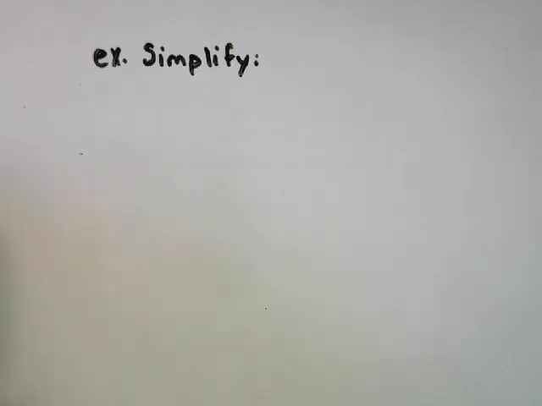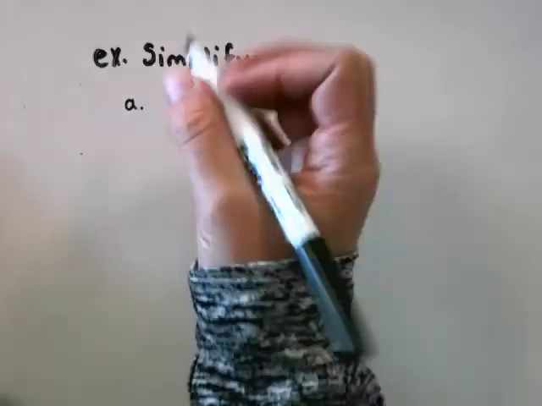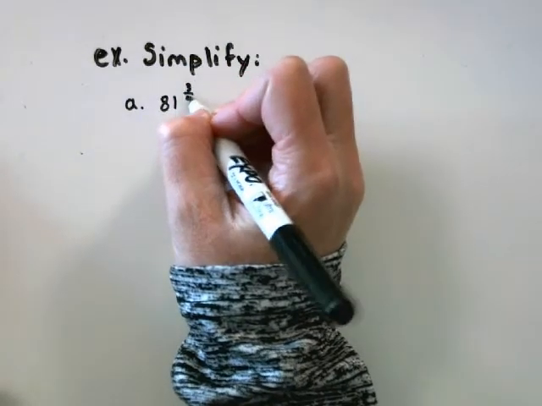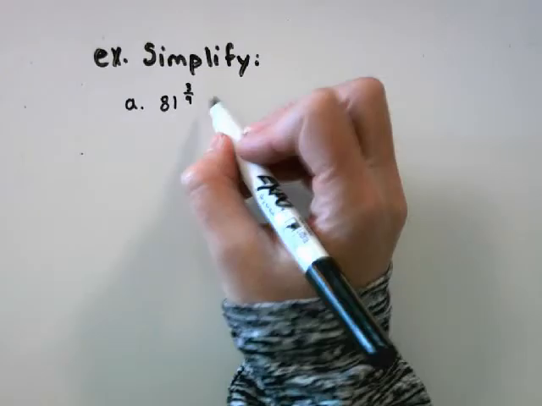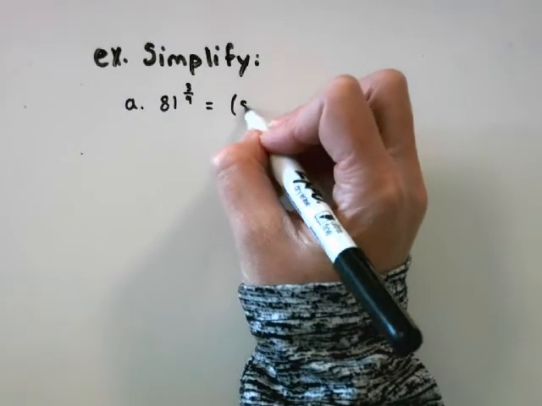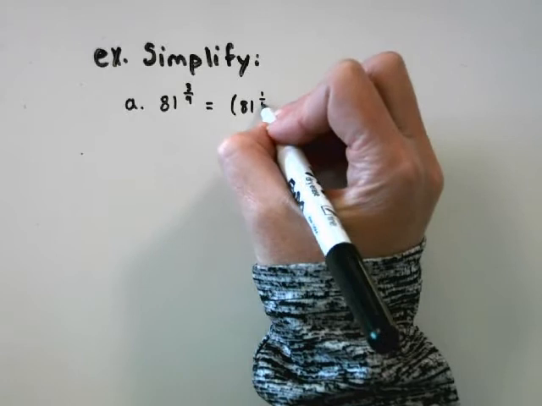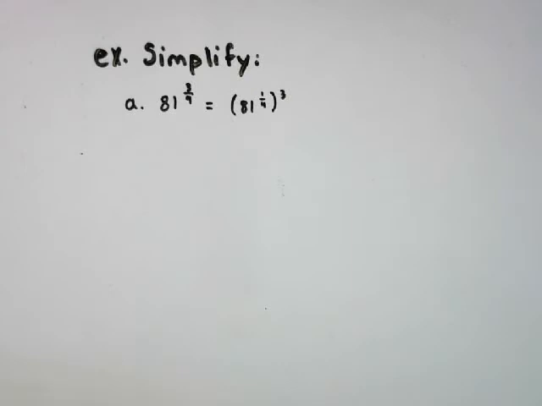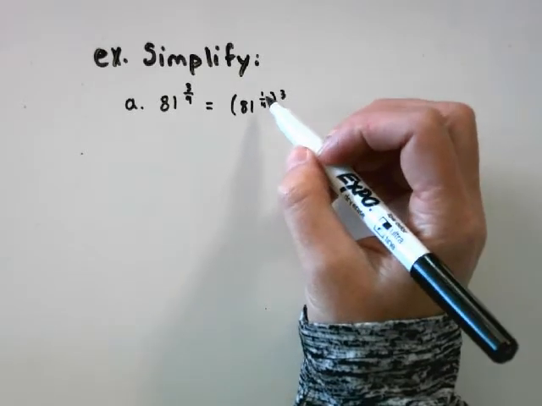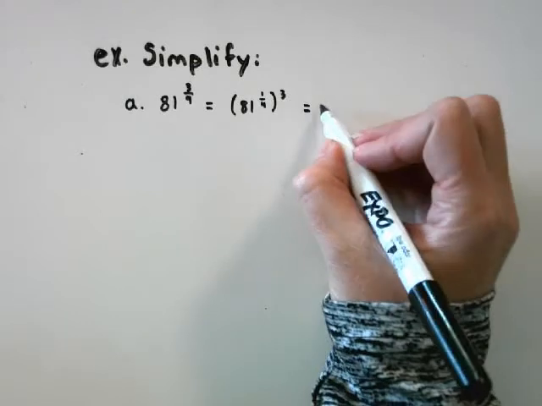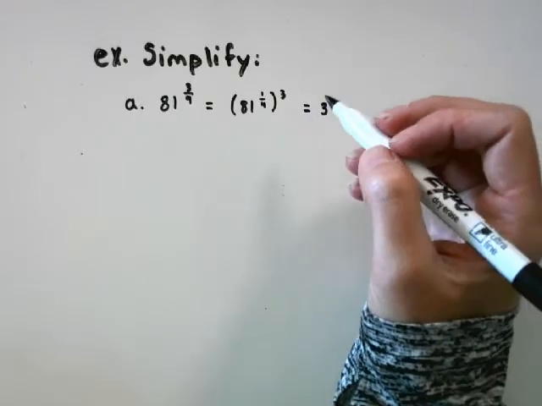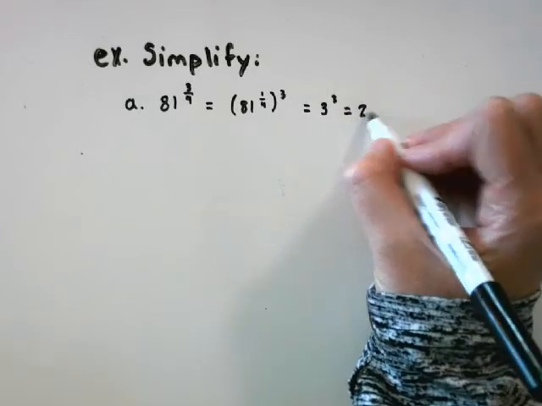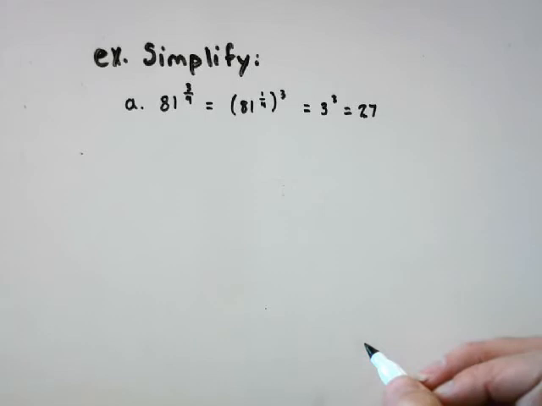So now we're going to use those rules to do just some simple simplifying. So we're going to simplify 81 to the 3/4. So I can rewrite this as 81 to the 1/4 cubed. Well, 81 to the 1/4 is just the 4th root of 81. So what times itself 4 times is 81? Well, that's going to be 3, because 3 times 3 is 9, so 9 times 9 is 81. 3 cubed, and 3 times 3 times 3 is 27.